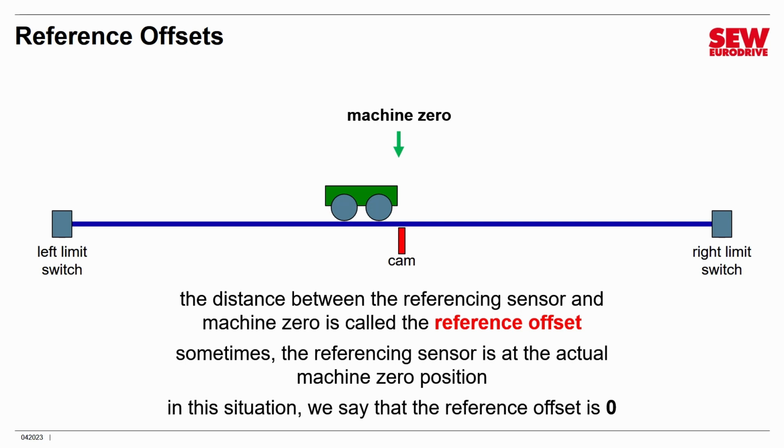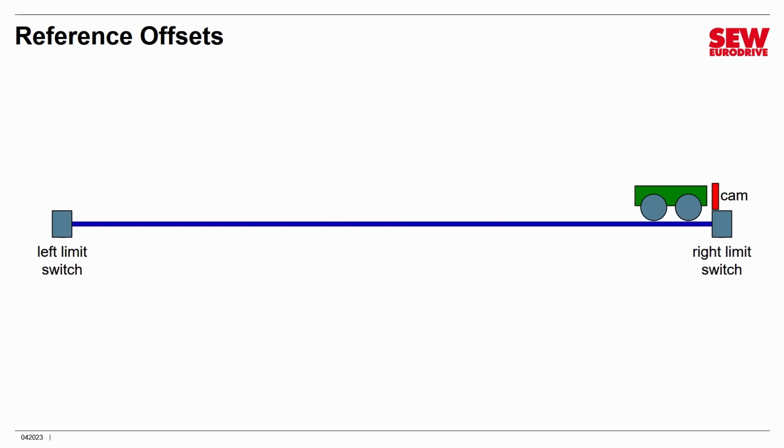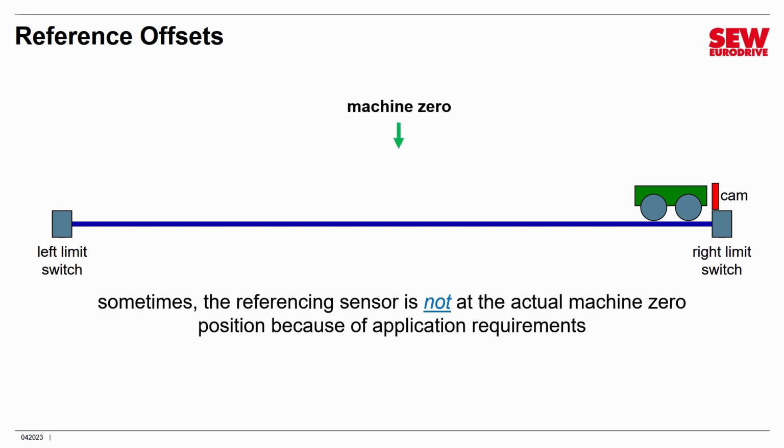However, some applications are different. In those situations, maybe the sensor is not at zero. For example, notice here the cam is near the right limit switch, but the machine zero is in the middle of the travel range. Now, when this is true, the referencing sensor's position is not zero. And when you reference the drive, you're not actually sitting at zero, you're sitting at a different location. So we need the reference offset to tell us where zero actually is.